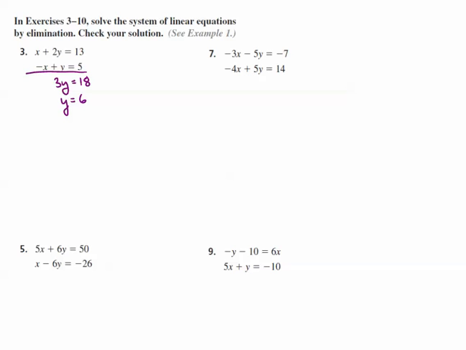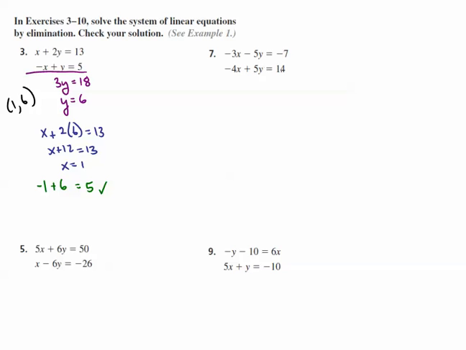When I substitute that 6 into the first equation, I get x plus 2 times 6 is equal to 13, or x plus 12 is 13. And what number plus 12 is 13? x is equal to 1, giving me the solution 1 comma 6. Next, I'm going to substitute both of those into the second equation. So negative 1 plus 6, does that equal 5? Negative 1 plus 6 is 5, and that does it for that equation.